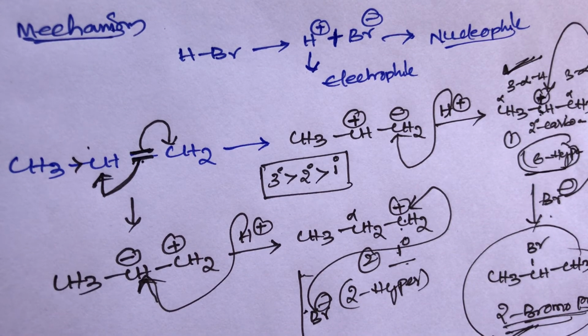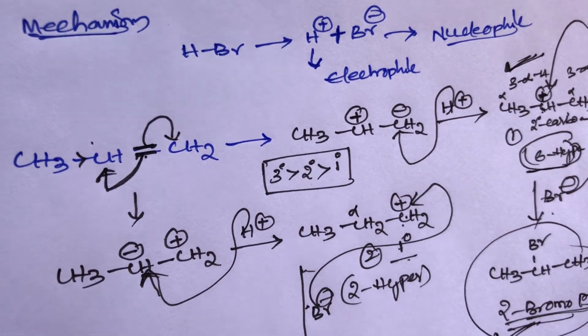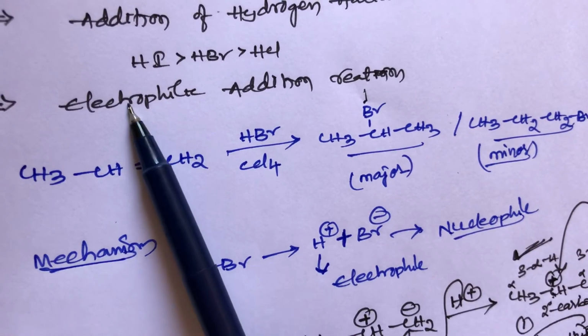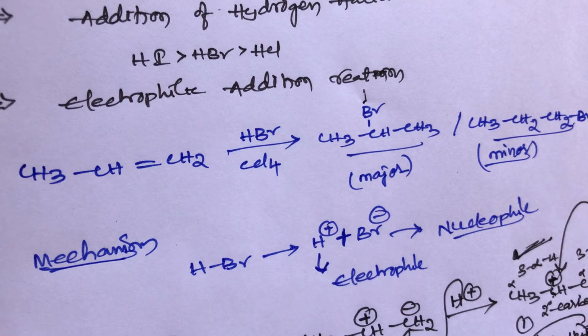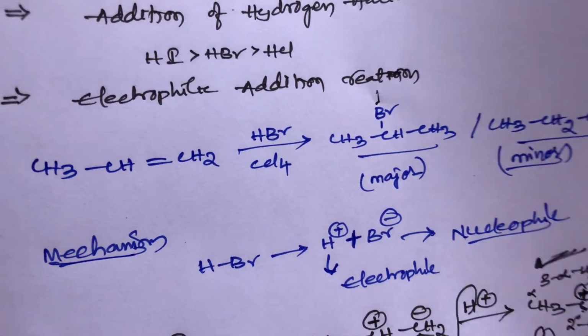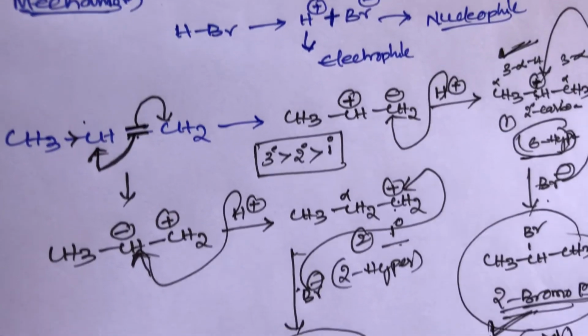So what are the conditions here? The compound should contain an unsymmetrical alkene, not a symmetrical alkene. That is the first condition of Markovnikov rule. The next one is addition of a hydrogen halide, that is HI, HBr, HCl. HI is the faster reaction, HI is more favorable than HBr, and HBr is more favorable than HCl. This is very important, student. Markovnikov rule generally undergoes an electrophilic addition reaction mechanism. This is also very important, student.